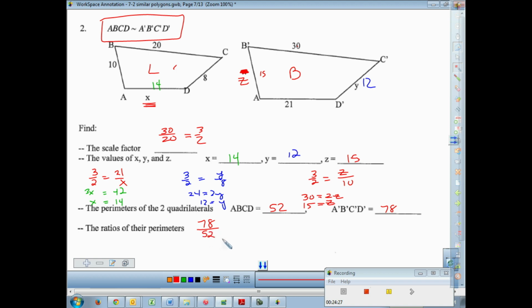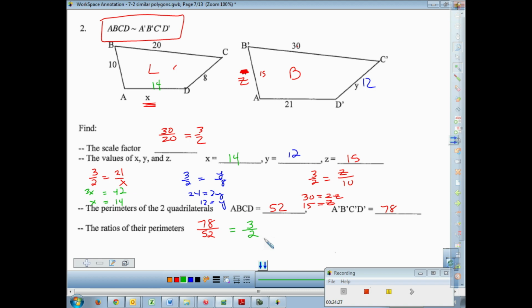Do you think that that reduces? Yes or no? Yeah? They're both even, so we could reduce it by 2. I'll tell you what, I'll save you a lot of time. 26 goes into each one of those, right? Reduce that by a factor of 26. I'll bet you'll be super shocked at what that reduces to when you reduce it by a factor of 26. What does it reduce to?